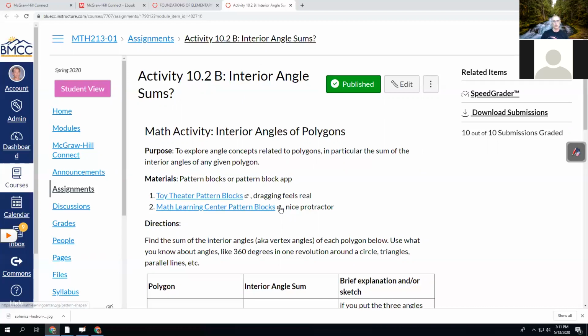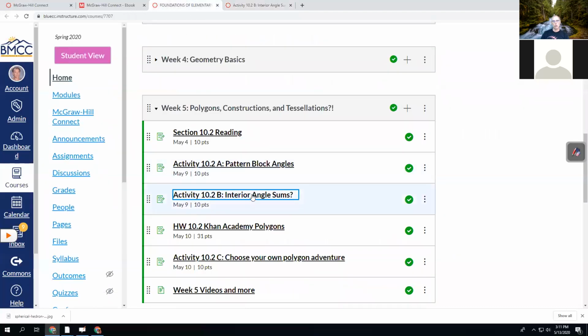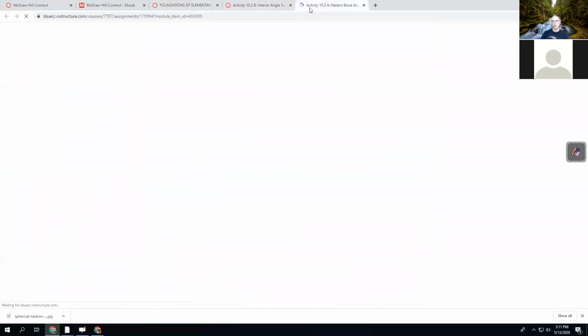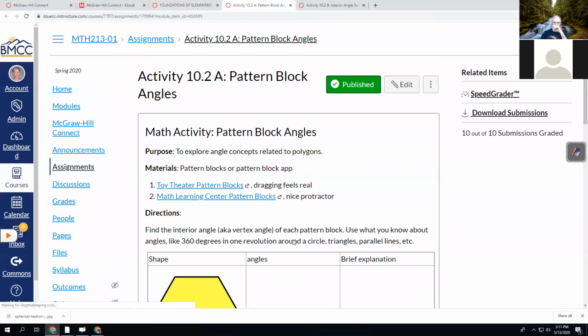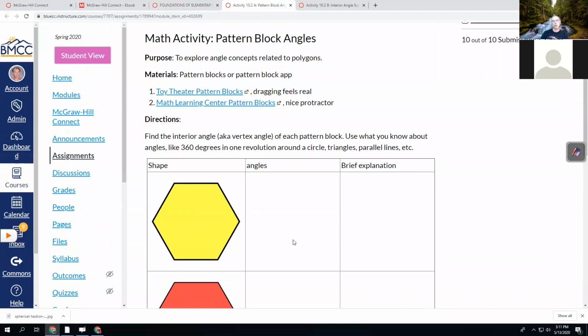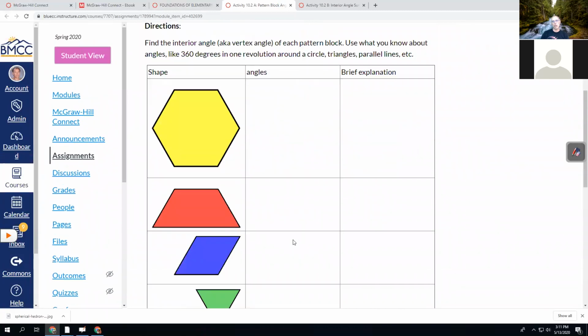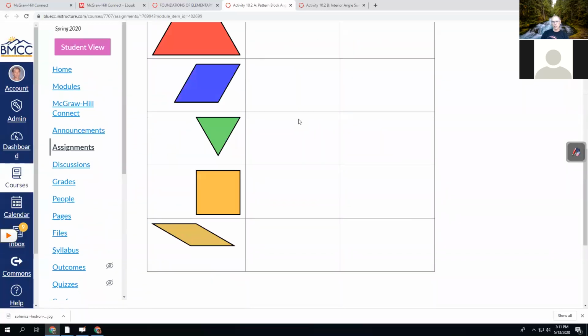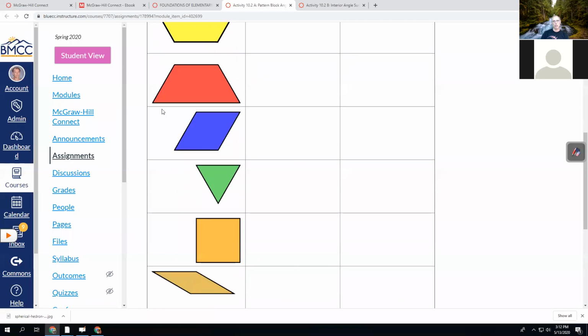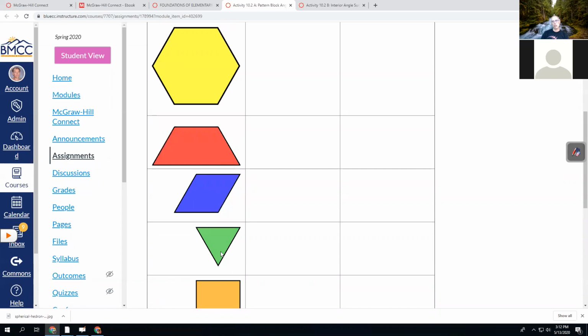We're backing up and reviewing Activity 10.2B interior angle sums. And in order to do that, you actually had to do 10.2A first. And the order of these was purposeful. And that was to play around with these shapes right here and find out what their interior angles measured. And so hopefully, I think I graded all of these that were submitted. You knew the interior angle of each of these. And they're mostly related to this triangle right here.